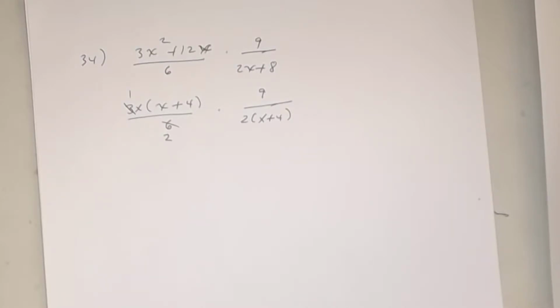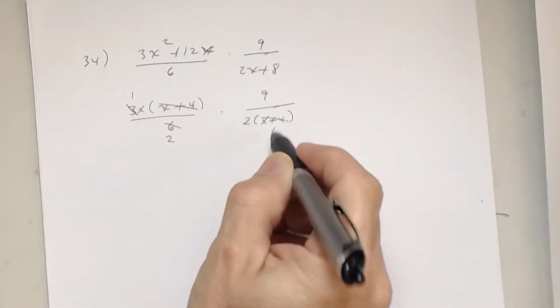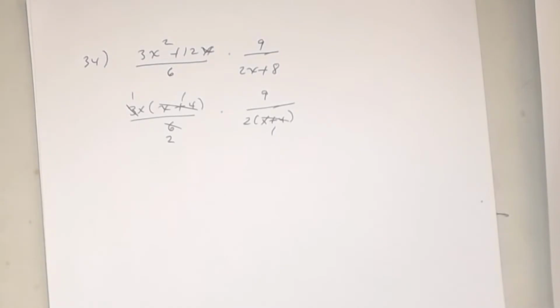Okay? What is the next factor that you see? X. Will x reduce with the factor down there? No. What's the next factor that you see? Will that reduce with anything down there? Yes. The next one's 4. So when I reduce them, I'm left with 1s in their place. What's the next factor that you see in the numerators? 9. Will 9 reduce with anything down there? No. So all you do now is write as one fraction.